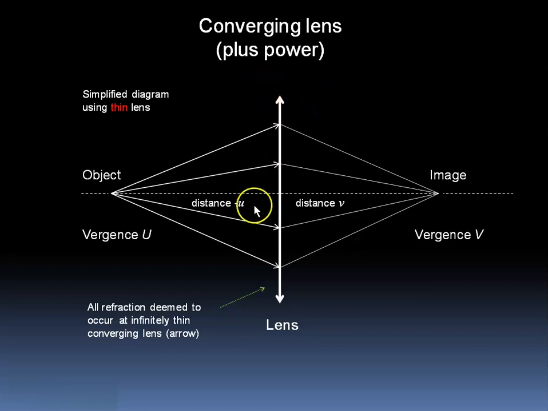We can simplify the diagram of a lens by pretending that there isn't a width to it or two curved surfaces, by just drawing a single line and pretending that all bending of light occurs at this one line. This approximation is better than you would think because the actual thickness of the lens and the distance between the two surfaces of the real lens is actually quite small compared to the distances usually seen between object and lens and image and lens. So in summary, all refraction is deemed to occur at an infinitely thin converging lens.